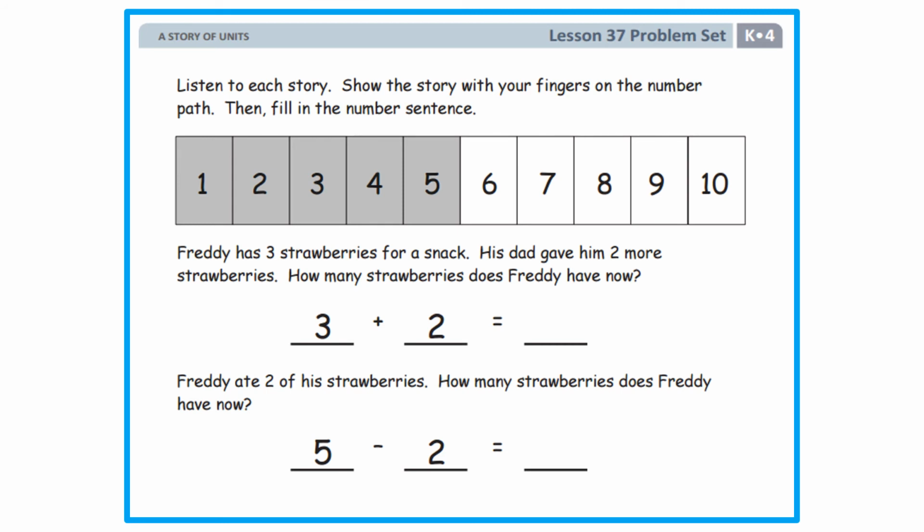So now for the problem set. Listen to each story, show the story with your fingers on the number path, then fill in the number sentence. So Freddie has 3 strawberries for a snack. His dad gave him 2 more.